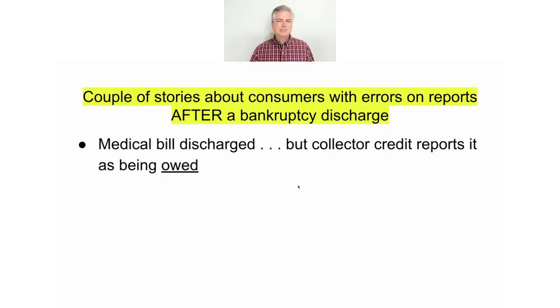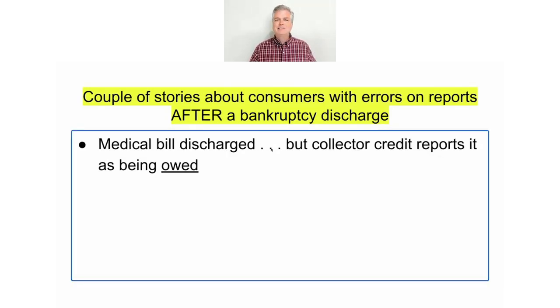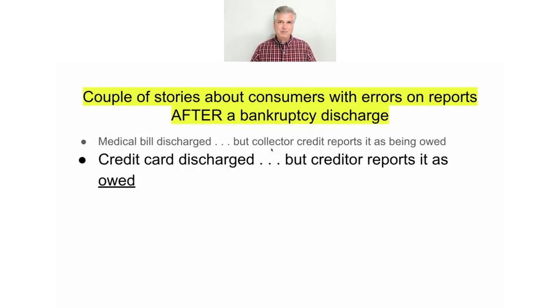And so let's just start with a couple of stories. These are the types of cases that we have handled over the years. One is very simple. We have a medical bill, and then we file bankruptcy. That medical bill is discharged, and now some collector is on my credit report reporting that as owed. Well, that's a violation of the law. Same thing if it's a credit card, same principle. I have a debt, I filed bankruptcy, it's discharged, and then it's showing up on my credit report with a balance owed. That's a problem, and we'll talk about that.